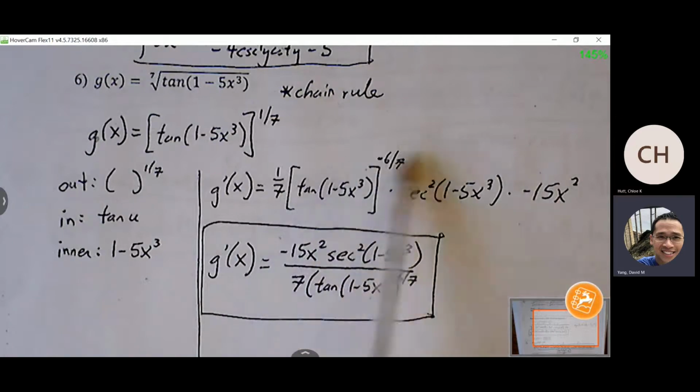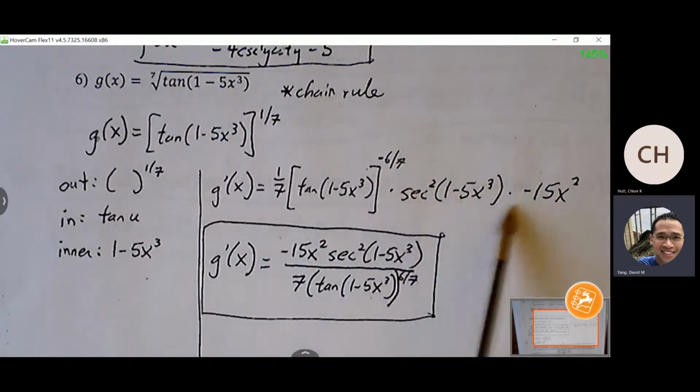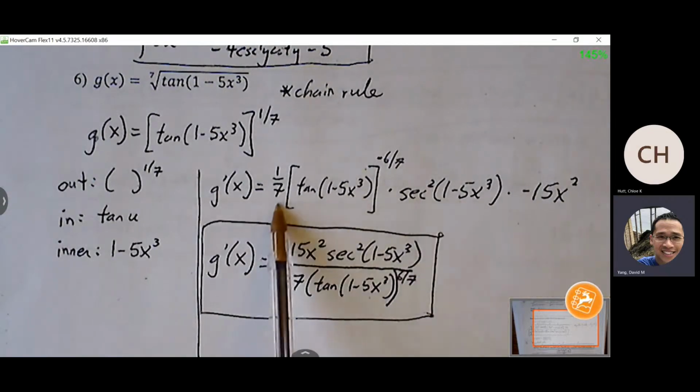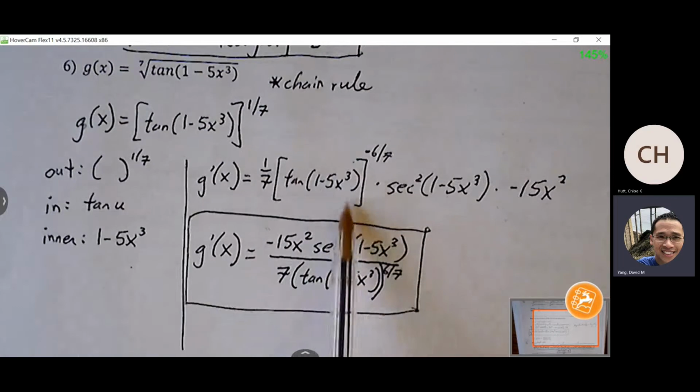Do a little bit of rearranging here. I have a numerator, denominator. I would like to get all this under one fraction. Negative 15x squared, the secant squared stays up top. The 7 goes below, and the tangent goes below as well.